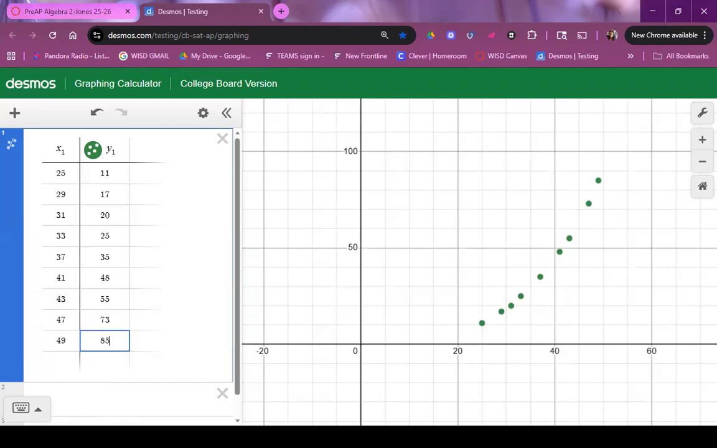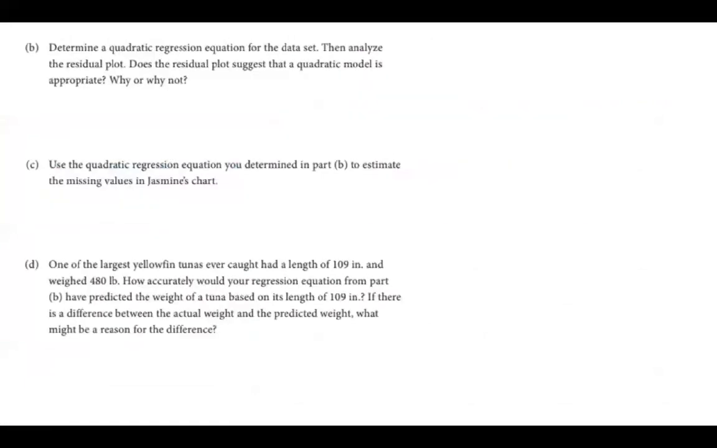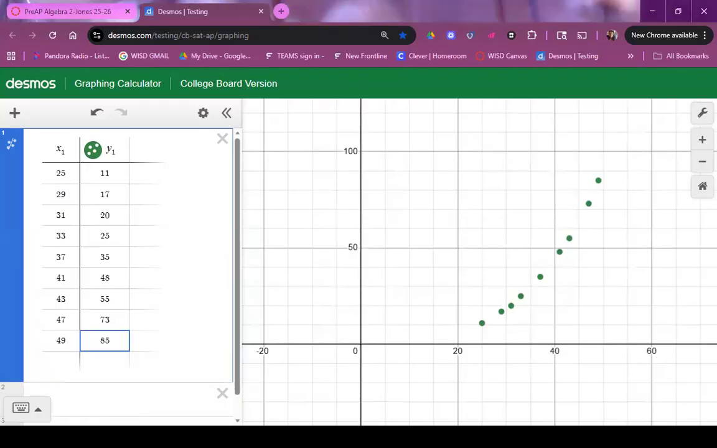Okay. Now that you made your prediction, we're going to actually go ahead and determine the quadratic regression equation for the data. Then analyze the residual plot. Does the residual plot suggest the quadratic model is appropriate? Why or why not? So when I go over here, I'm going to add my regression.